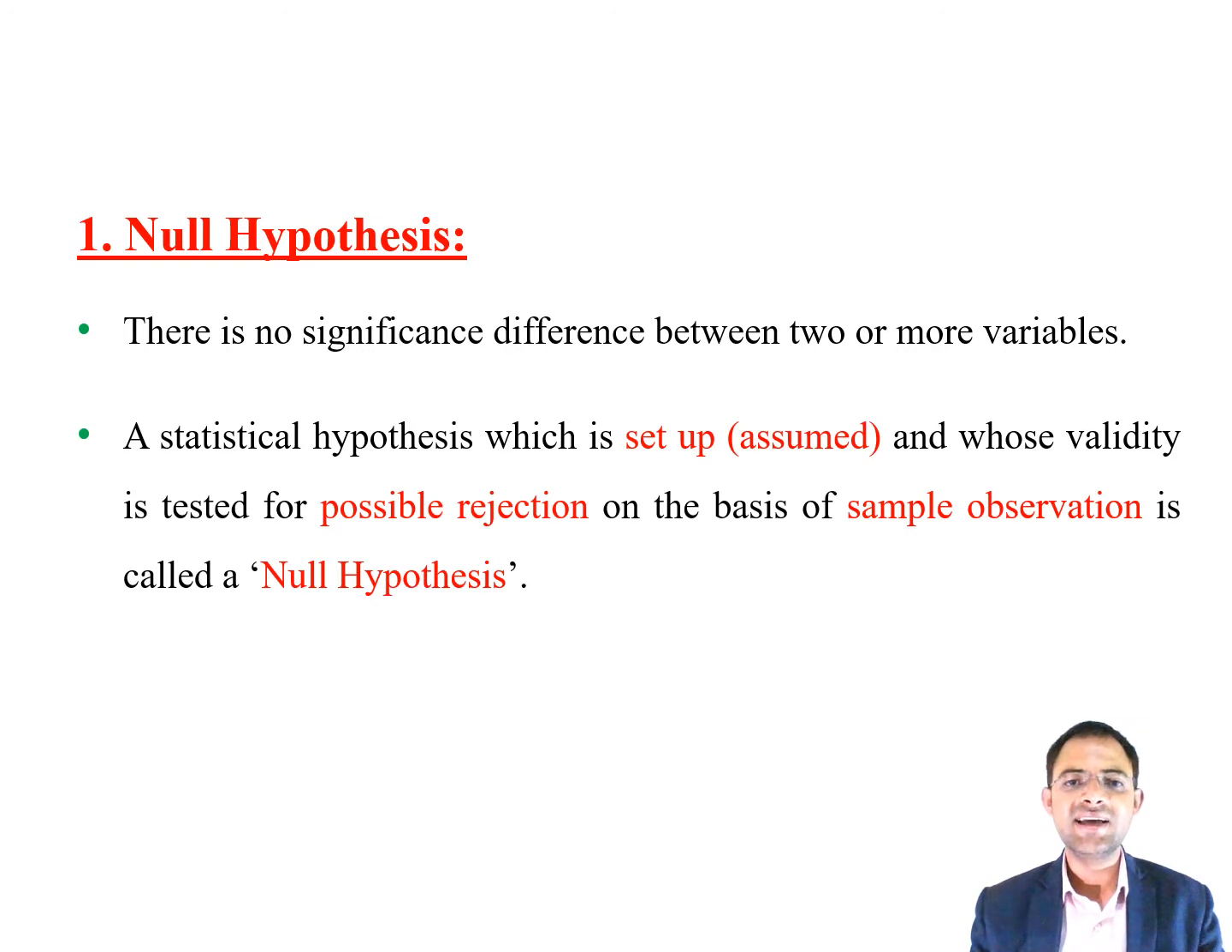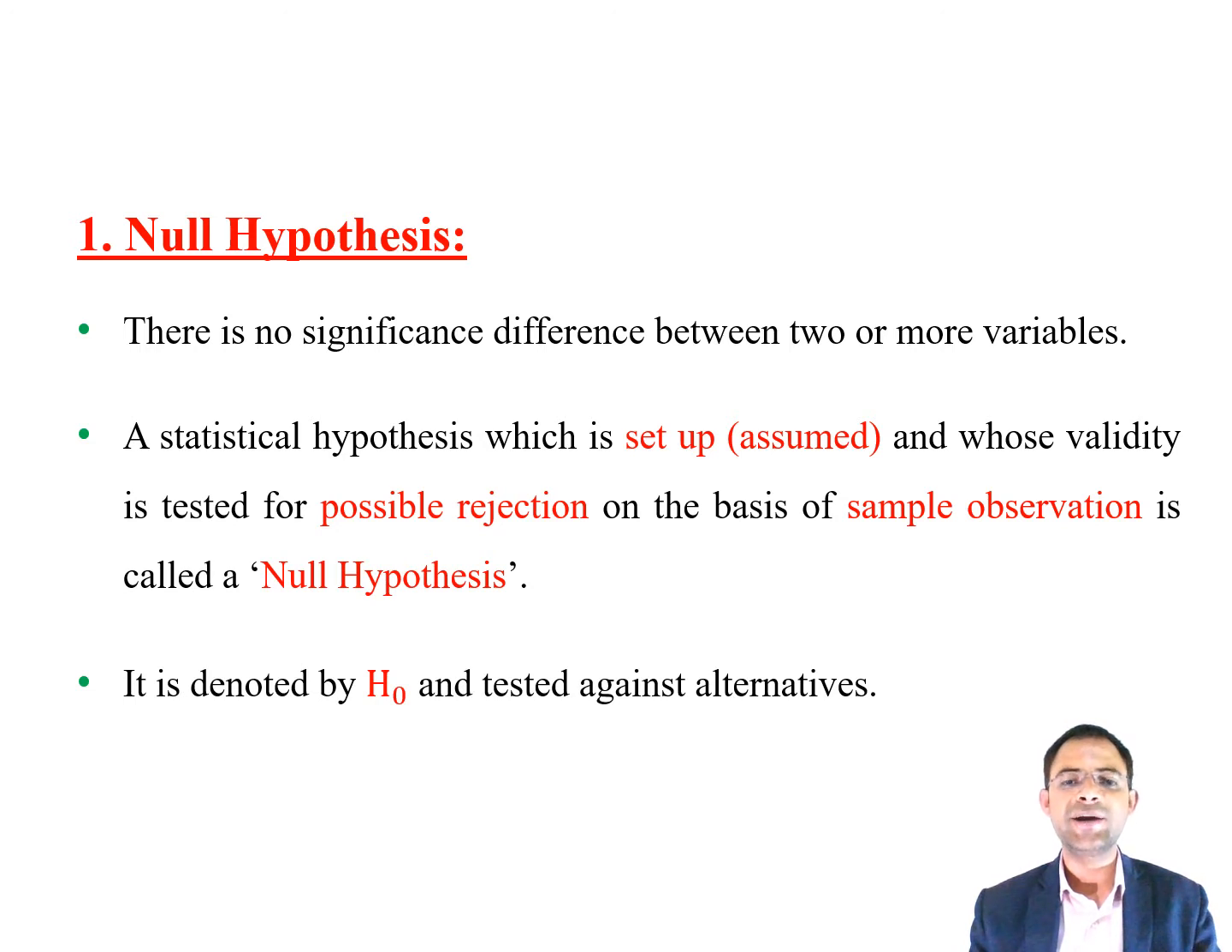A statistical hypothesis which is set up or assumed and whose validity is tested for possible rejection on the basis of sample observation is called a null hypothesis. It is denoted by H naught and tested against the alternative hypothesis.